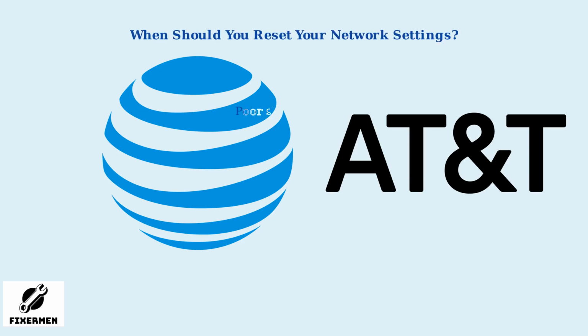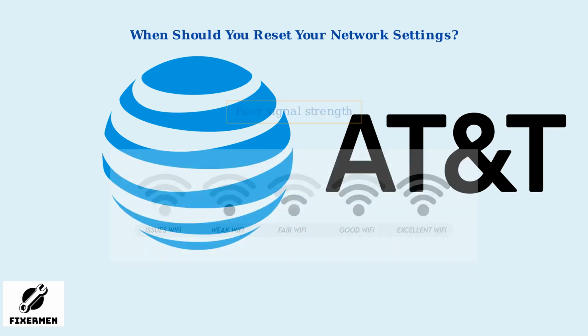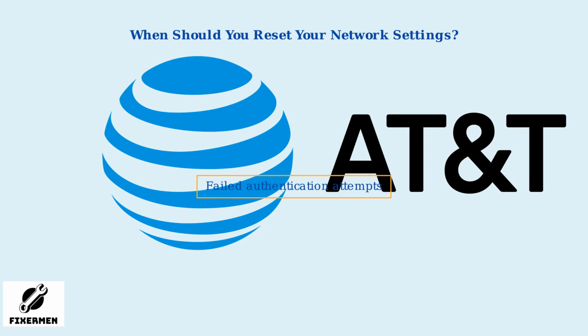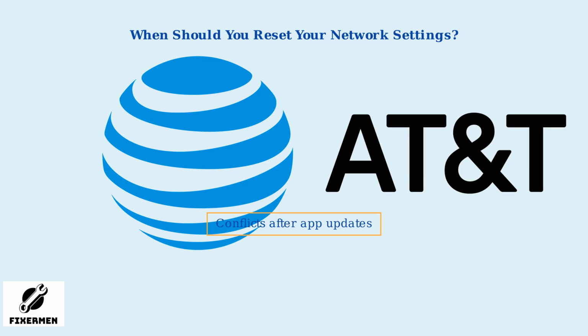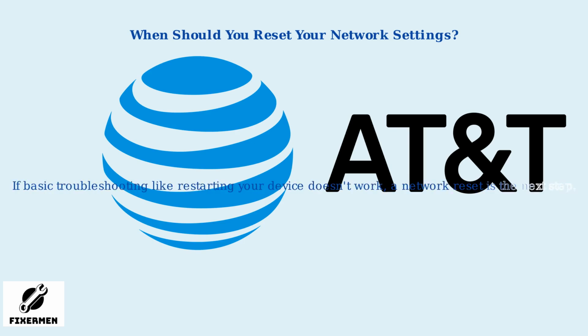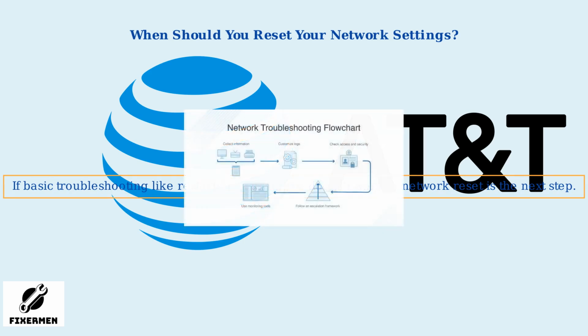Consider a network reset if you're experiencing poor signal strength, difficulty connecting to Wi-Fi, failed authentication attempts, or conflicts after app updates. Specifically for AT&T users, it can address carrier-specific issues like SIM card mismatches or potential throttling during peak usage times. If basic troubleshooting like restarting your device doesn't work, a network reset is the next step.